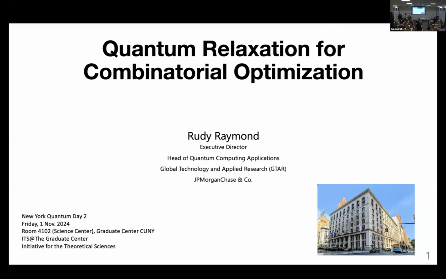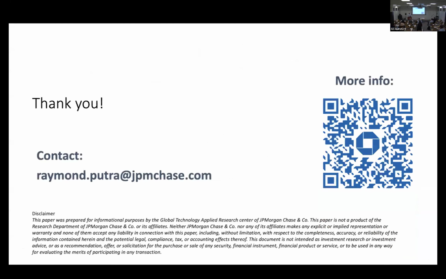I'm very honored to be able to present a series of our work on trying to use quantum algorithms, here we call quantum relaxation, for combinatorial optimizations. I'm now working to find quantum computing applications for our tasks in the firm. And I think one of the applications of quantum computing is combinatorial optimization.